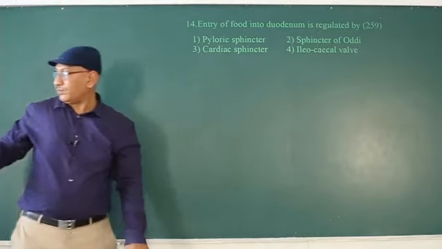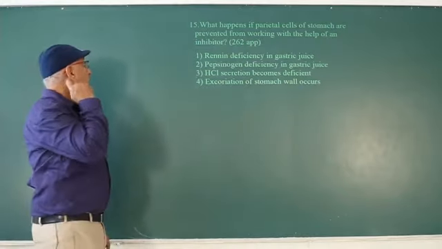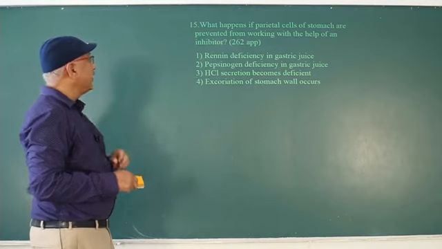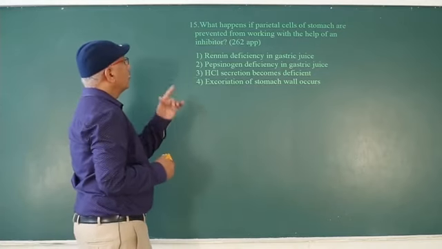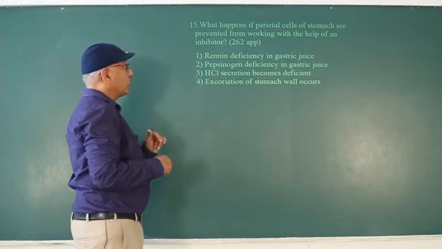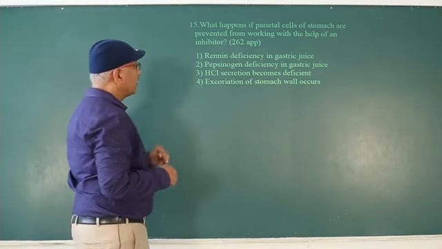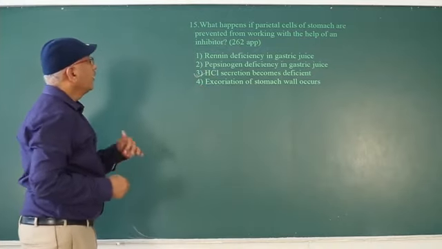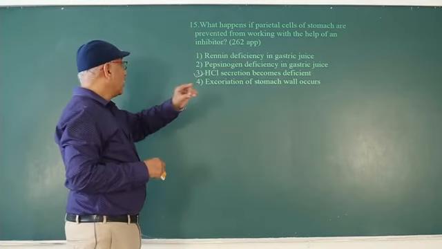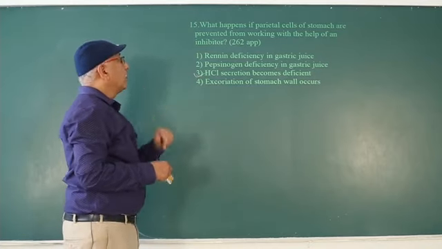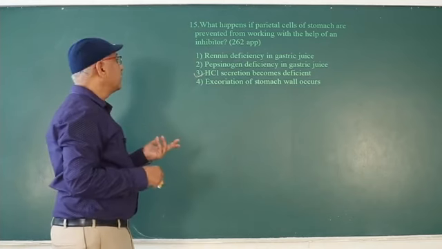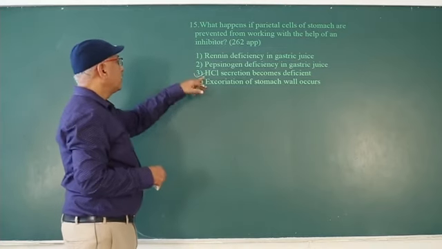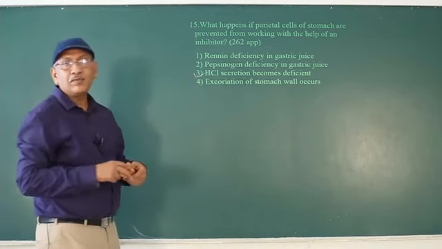So, next question. What happens if the parietal cells of the stomach are prevented from working with the help of an inhibitor? Parietal cells produce HCl, so HCl secretion becomes deficient. Renin and pepsinogen are secreted by peptic cells or chief cells, so that option is wrong, and excoriation of the stomach wall is also wrong. So the answer is the third one, HCl secretion becomes deficient.